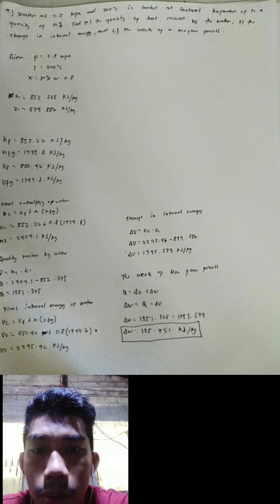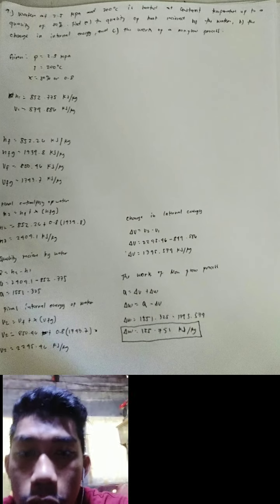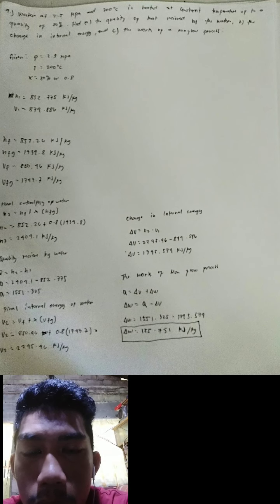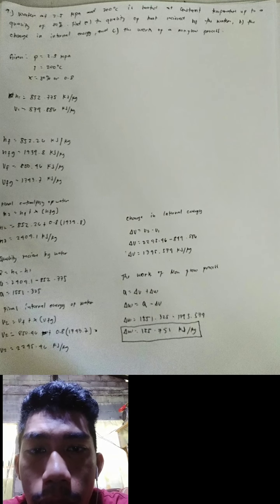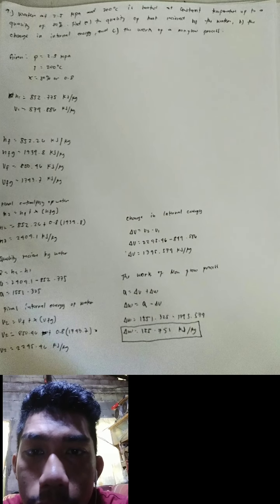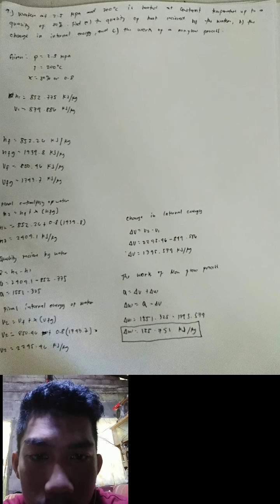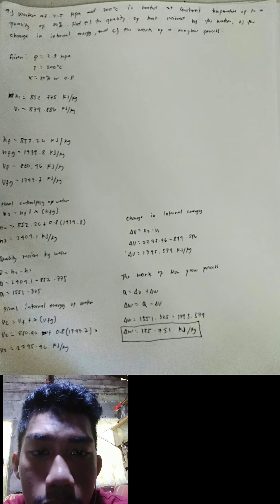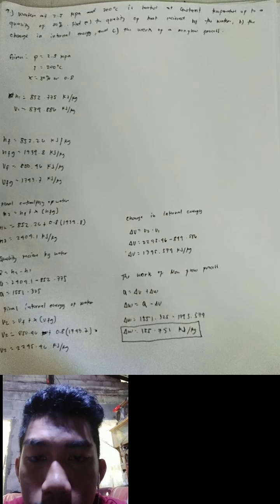So the solution now is H2 is equal to HF, the value of HF, which is 852.26, plus the value of X, which is 0.8, multiplied by the HFG, which is 1939.8, which will give us 2404.1 kilojoules per kilogram.